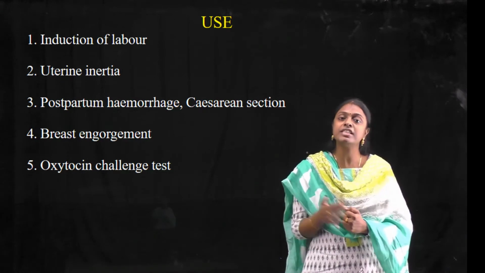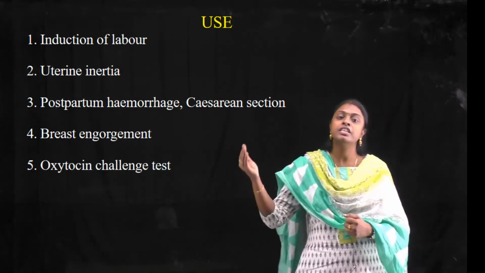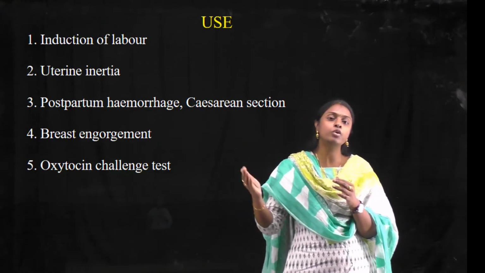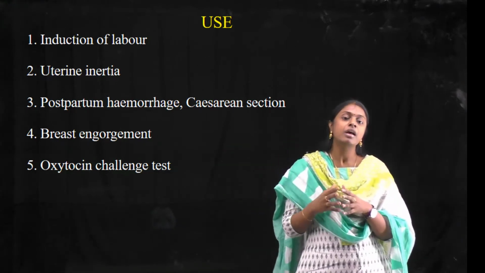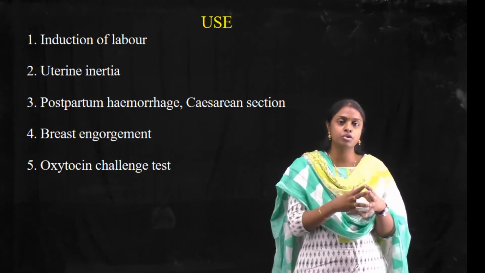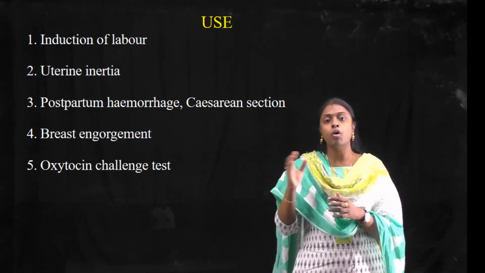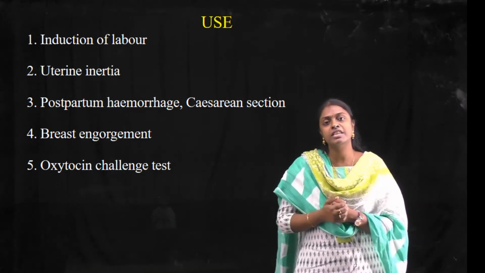Let's see what this post-maturity is. Post-maturity is when the baby is in the womb of the mother for more than 42 weeks. Then, to induce contractions, we will give oxytocin to the mother. And the next one is prematurity.